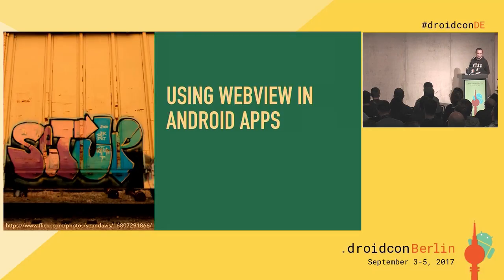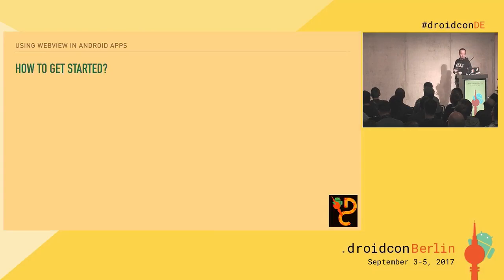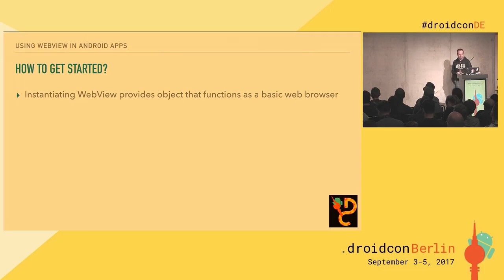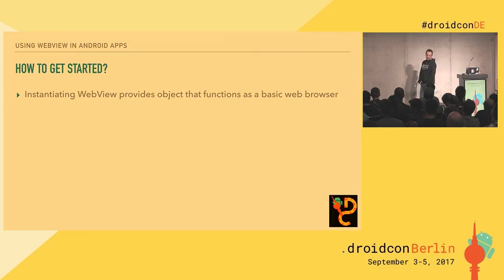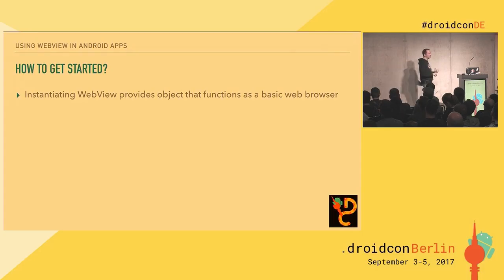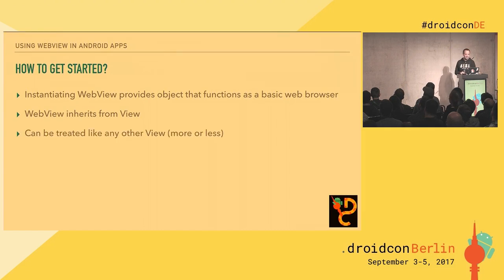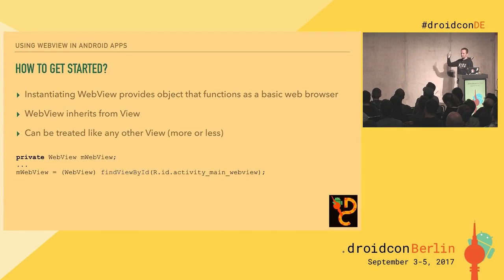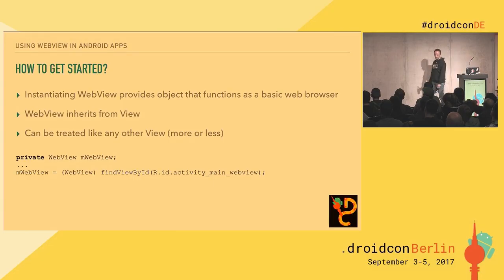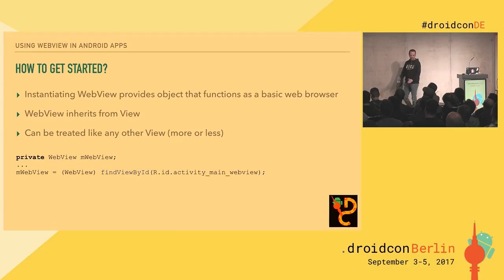So we've got a few options. Now, how do we use the web view in Android? It's, like I said, actually really straightforward to get started. So you take a web view object, you instantiate it, and that basically gives you a basic web browser. Now, the web view is a view, and it can be treated like any other view, more or less. So our code to do that would look something like that. We basically declare it in the XML, and we get back our web view instance.